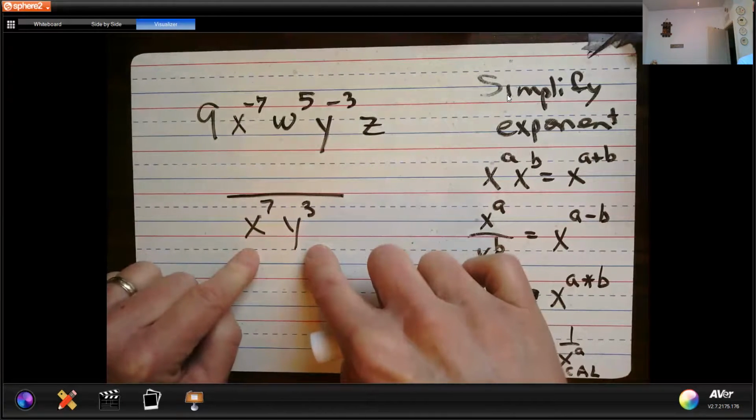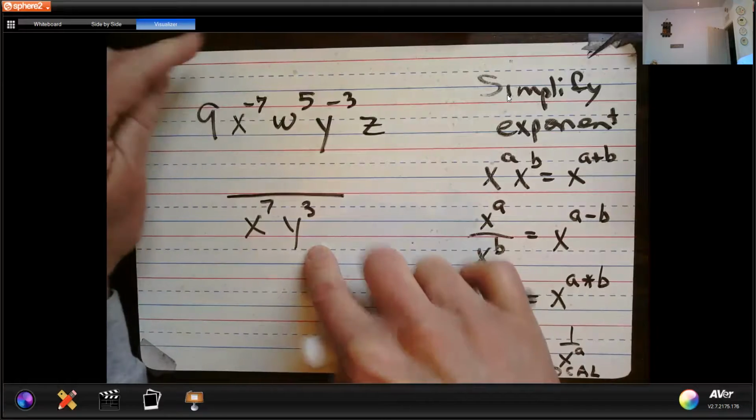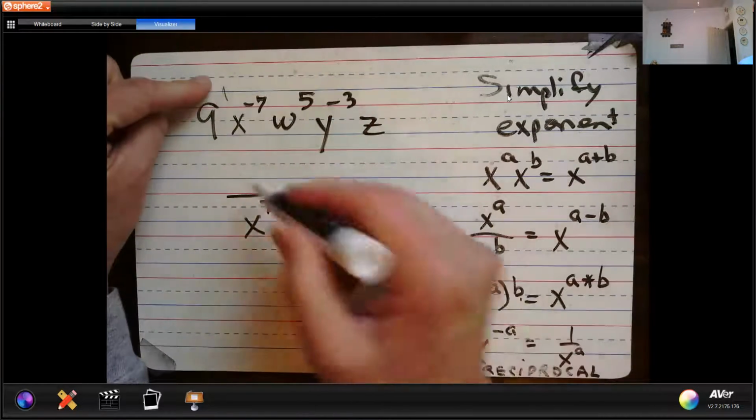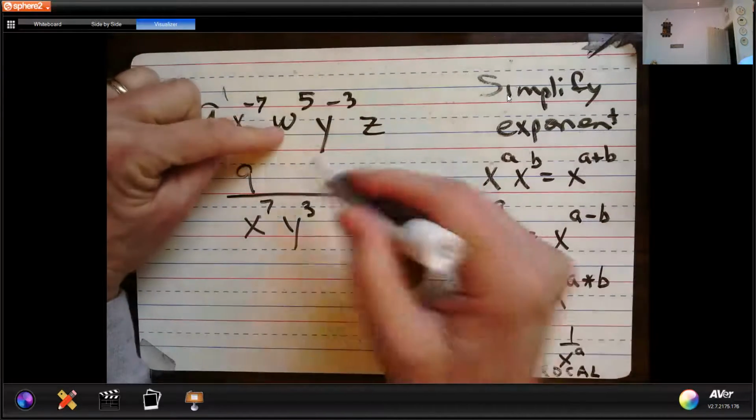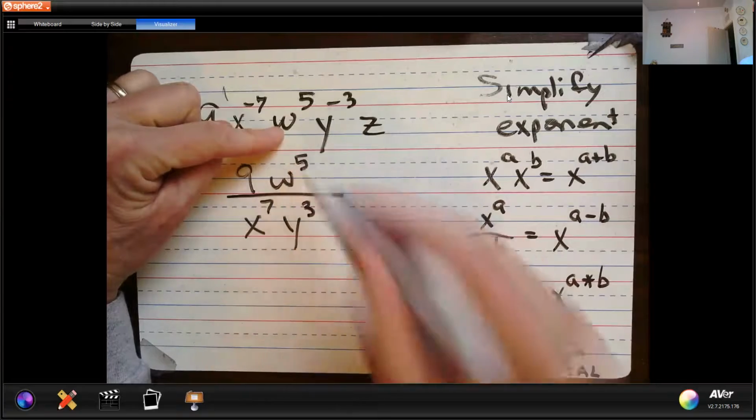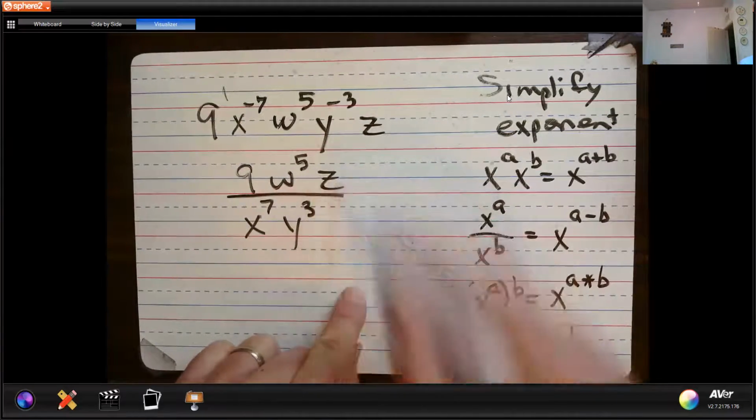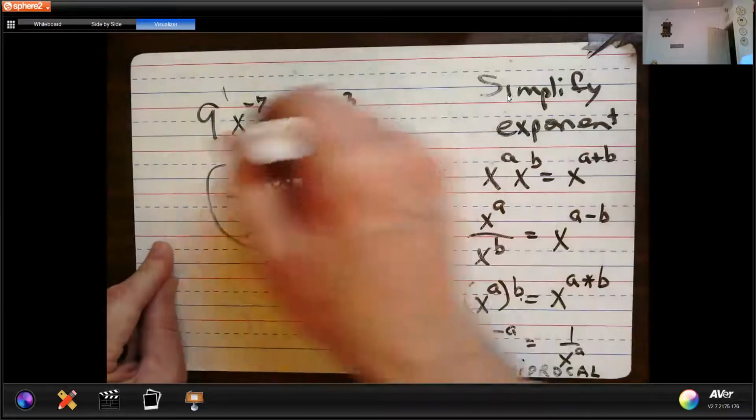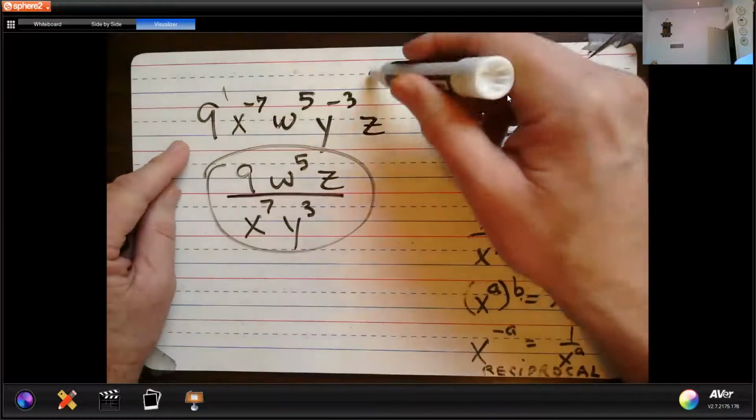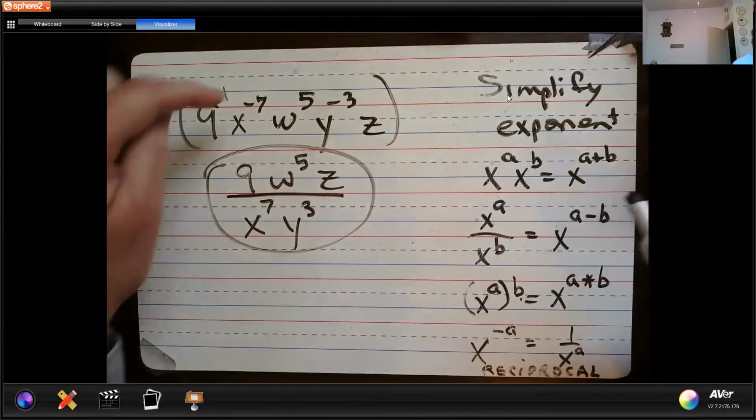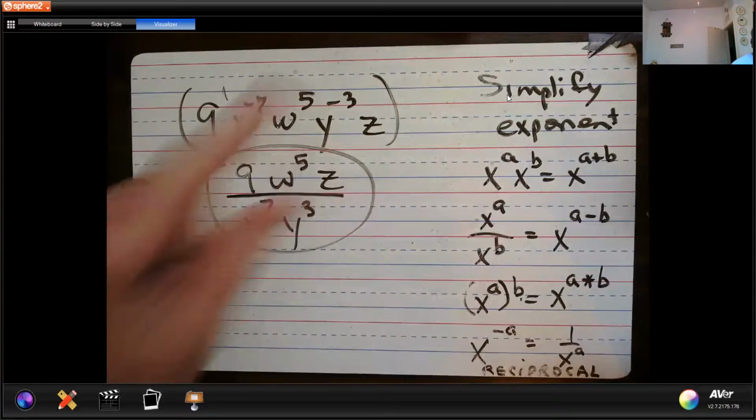What's going to be on the top? Well, remember everything that's positive. This is a positive 1. This is a positive 5. And this is a positive 1, right? So look, that's the answer. If it looks like this, the negatives go on the bottom, the positives stay on the top.